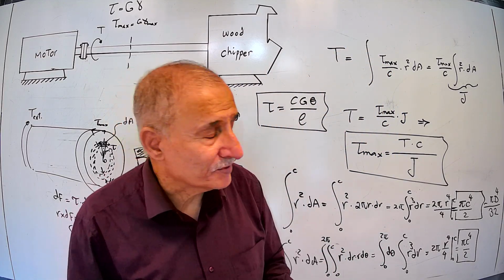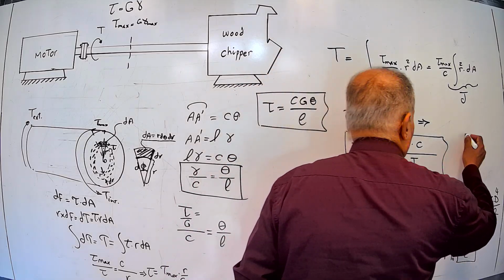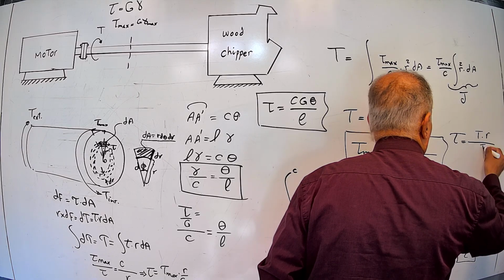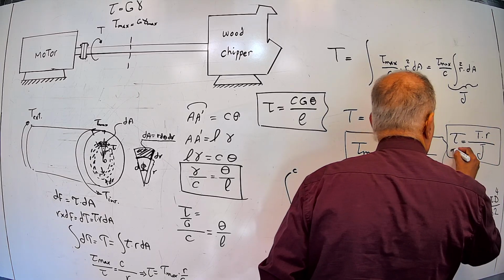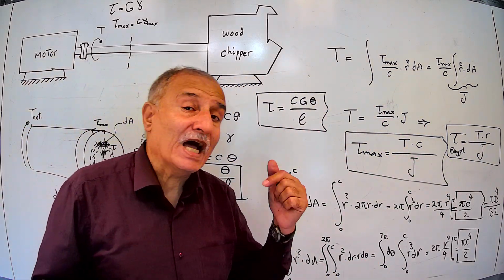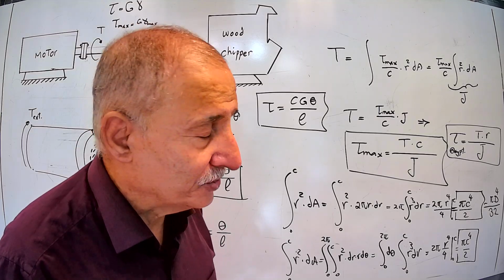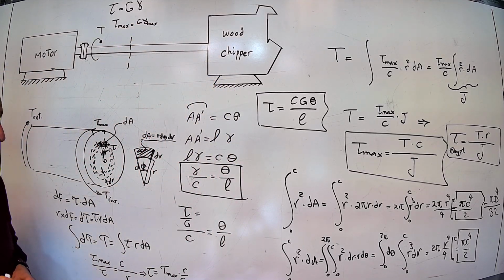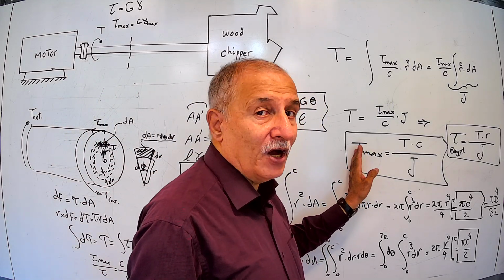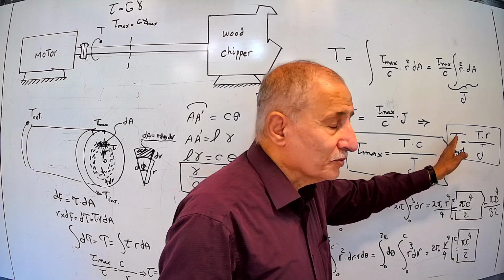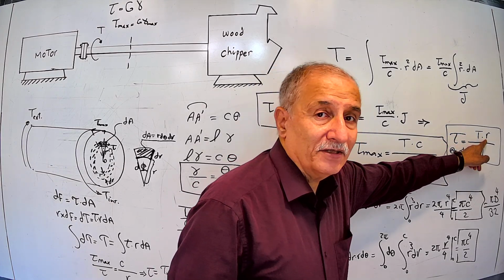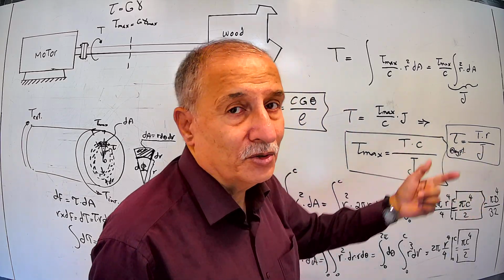section, not only the outer surface, instead of this you can write tau at any point equal to T R over J. R is the distance of that point from the center of the cross section, the longitudinal axis of the shaft. The other formula only gives you the maximum shear at the outer surface of the shaft. This one gives you the shear stress at any point due to torsion, at any distance from the center between 0 and C.